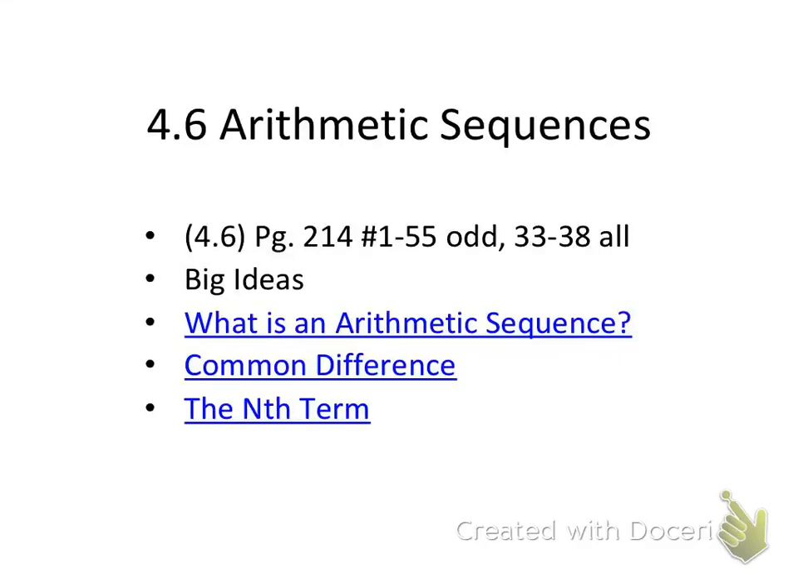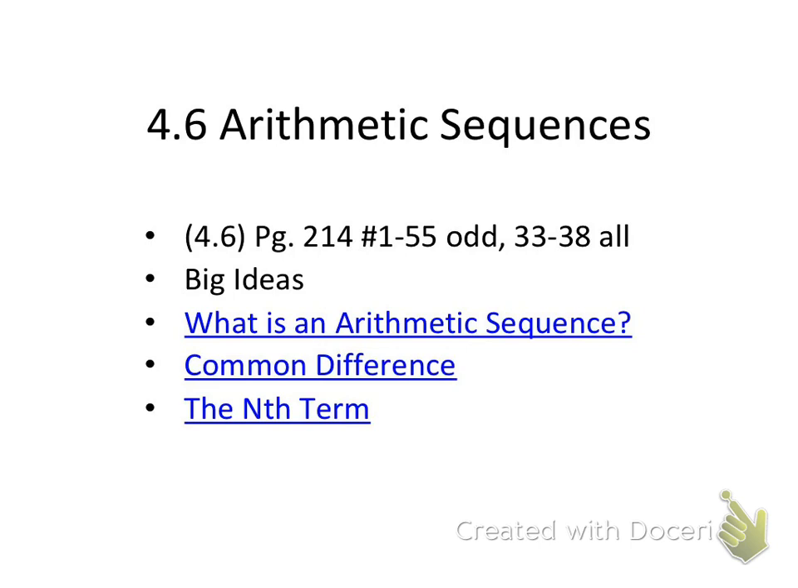Right, this is 4-6 in the Big Ideas book. We are doing page 214, 1 through 55 odd, and 33 through 38 all. It sounds like a lot, but many of these problems are very easy and quick to do. So some vocabulary for today is arithmetic sequence, common difference, and the nth term.